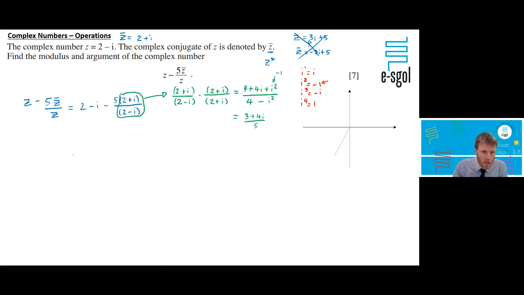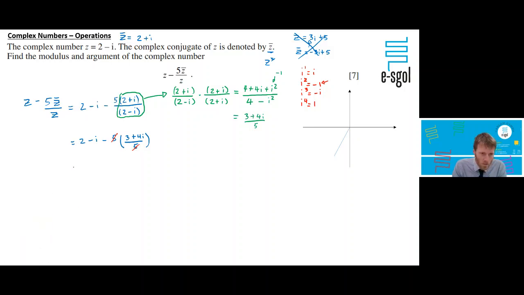Now let's put that back into the left-hand side over here. So we're getting 2 minus i minus 5 times 3 plus 4i over 5. So that's what I've got when I've dealt with that green bit. It looks like the 5s cancel, which is why I didn't take it over to the right-hand side. So they're going to cancel off.